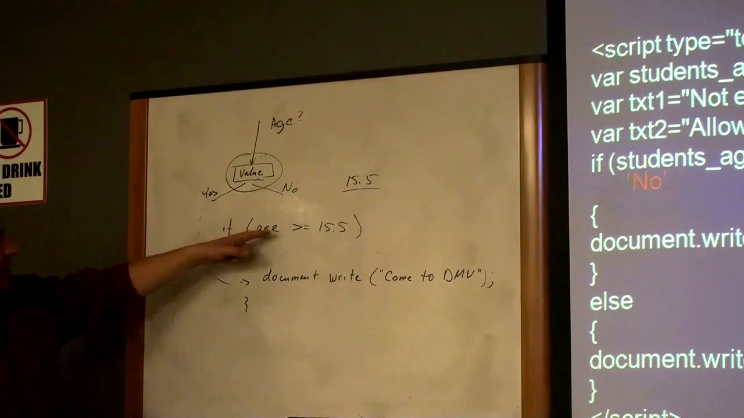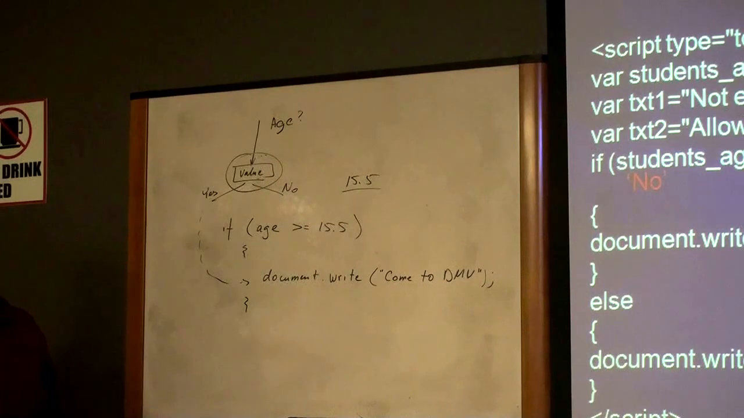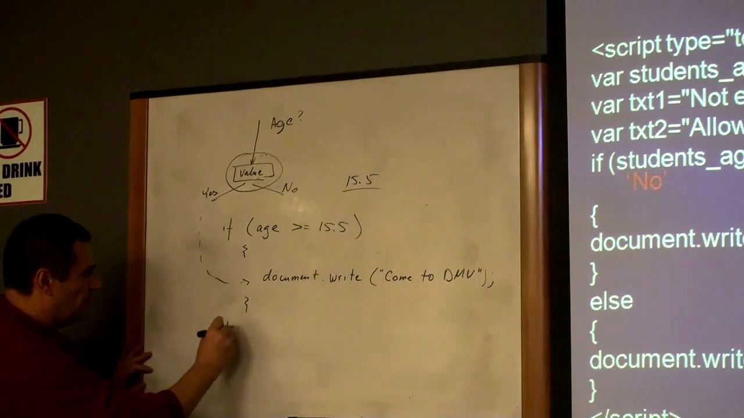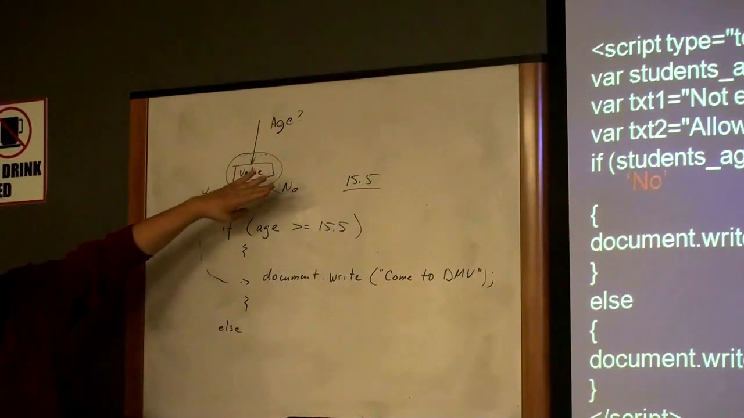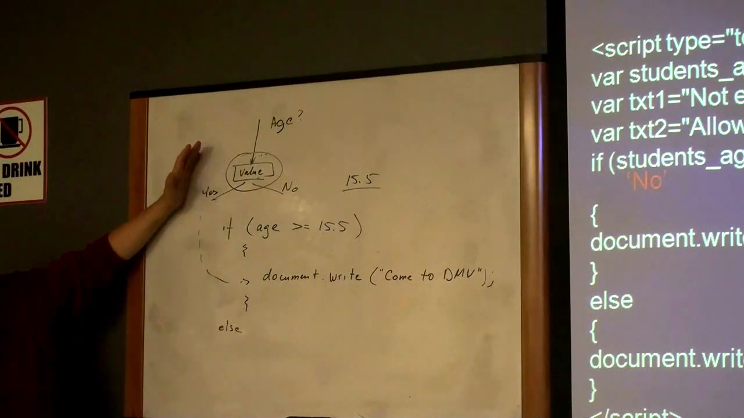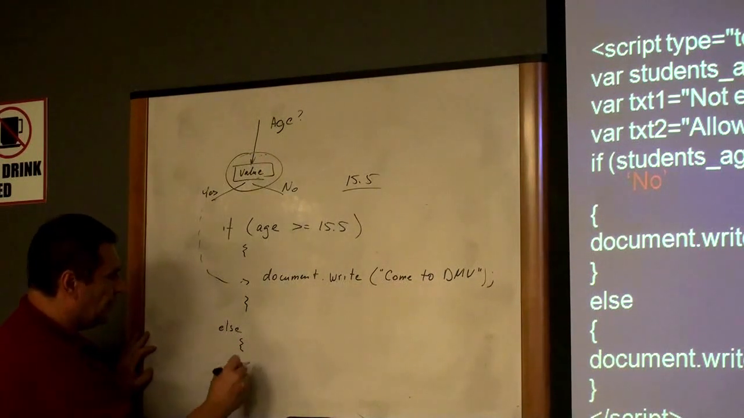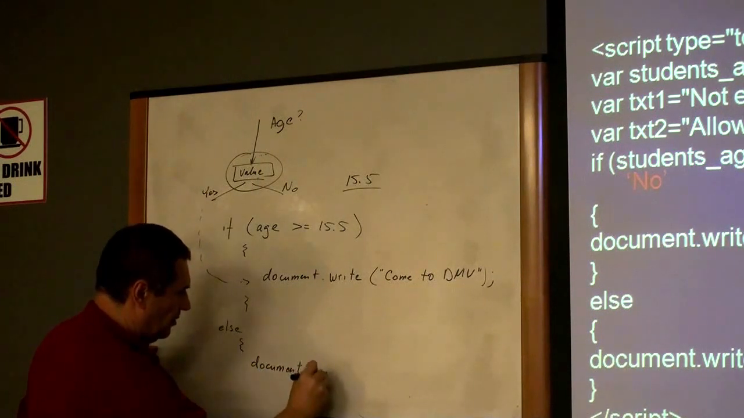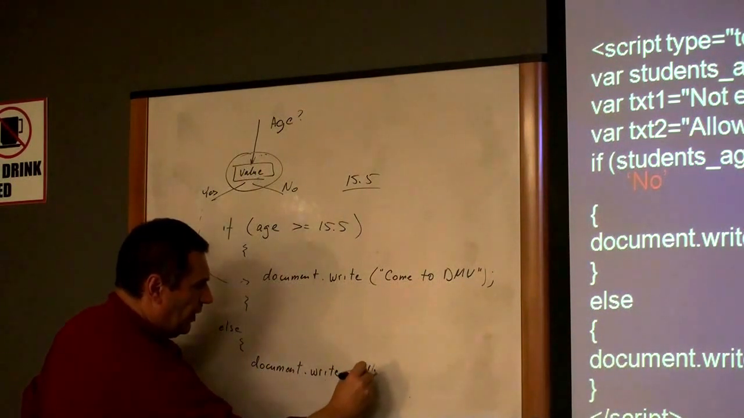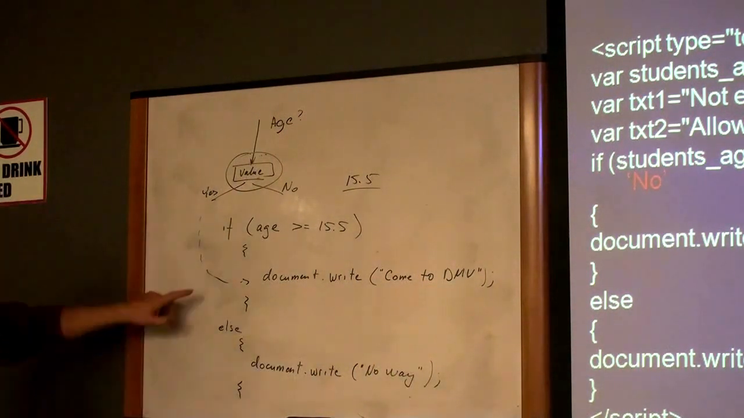But if the comparison is negative, it means that the person is younger than 15.5. I also have to handle that situation, right? So it's also very important. I can say else. This is actually going this pathway. We have to code both pathways. We cannot only rely on the positive one, otherwise it does not make sense. Else, I use a curly bracket here. I can say document write no way, or something like that. Again, closing the curly bracket here.